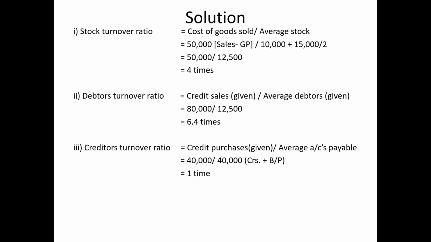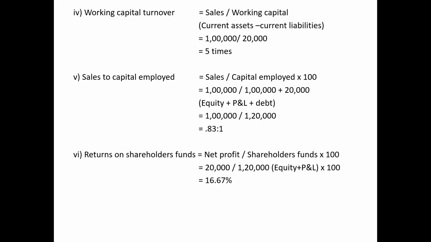20,000. And how will you calculate average accounts payable, creditors plus bills payable? So you get it one time. You'll get this in your balance sheet, right? So the ratio is one time. Because you just should know the formulas. Rest becomes very simple, right?